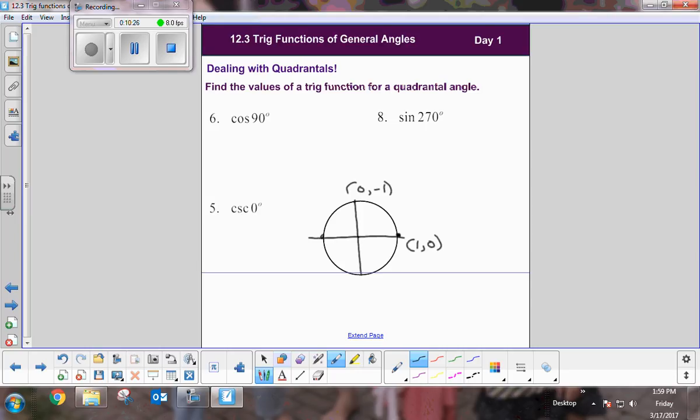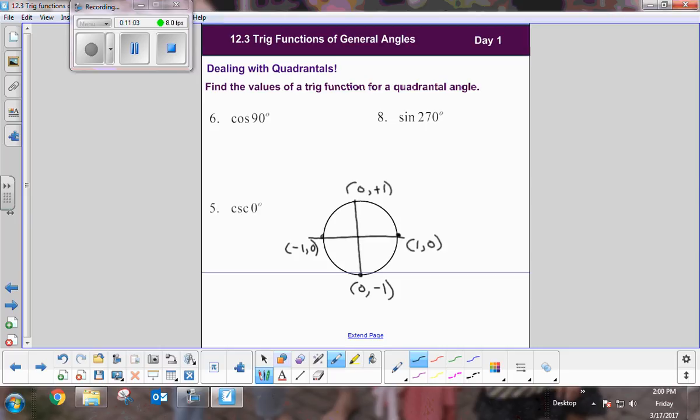This point here would be negative 1, 0. And down here, we'll have 0, negative 1. Yes, Charlie, go ahead. Oh, thank you. Charlie corrected me, and he's right. It's 0, positive 1. There. So what do I want you to remember? Quadrantal angles. Do not think triangles. Think the circle. And here's why. Because there's no triangle to draw.